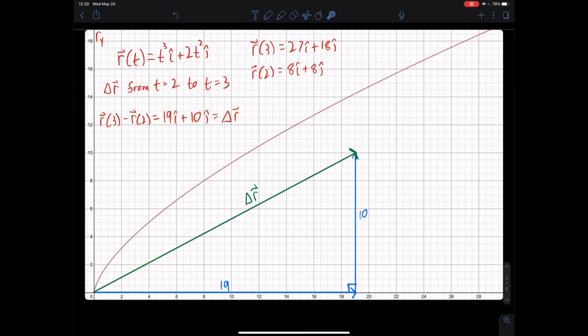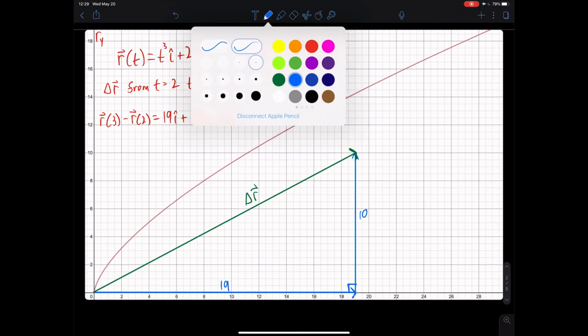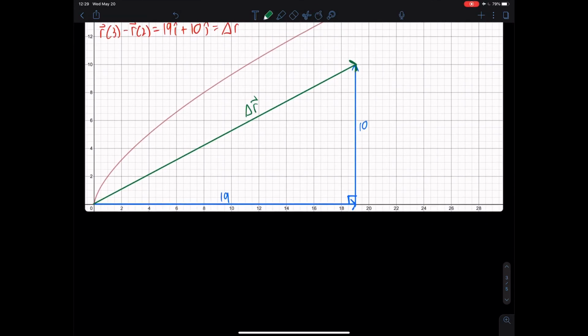Well, the magnitude of our displacement vector is just going to be the length of the vector right here, which is the hypotenuse of this right triangle. So we can use the Pythagorean theorem to find the magnitude of this displacement vector. So we'll write it down here. The magnitude of our displacement vector, this is how we're going to get it. It should be true that 19 squared plus 10 squared equals the hypotenuse squared, or the magnitude of our displacement vector squared.